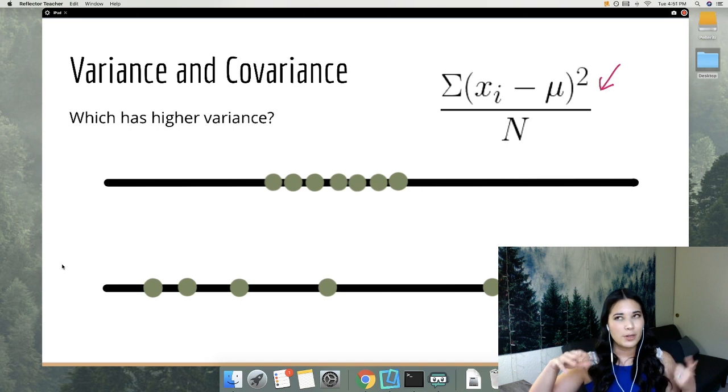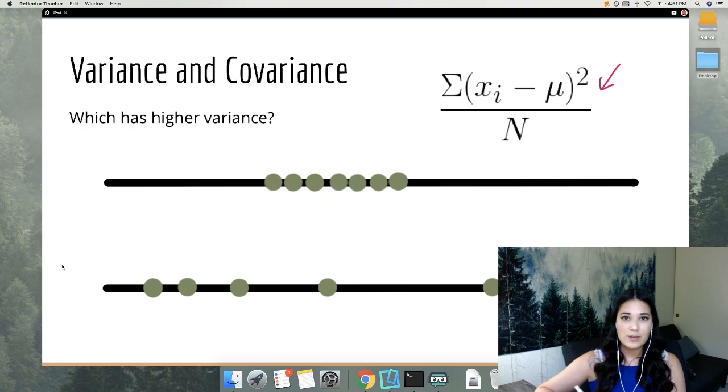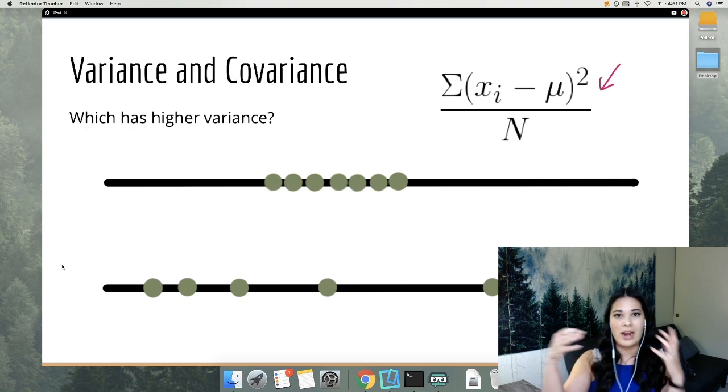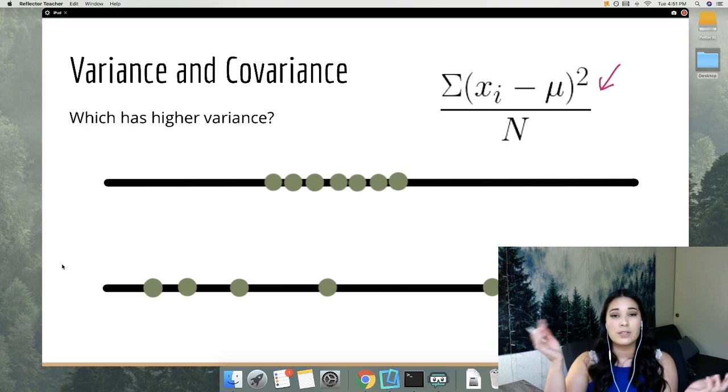Well, if I were in person in class, I would make you raise your hands and vote, but since we're not, just think of the answer. And now I'm going to tell you that the answer is the second one. This one has higher variance. And that's because it's more spread out. You can see in the top one that all of the data points are very close together, and on the bottom they're all very spread apart. So the second one on the bottom has the higher variance.